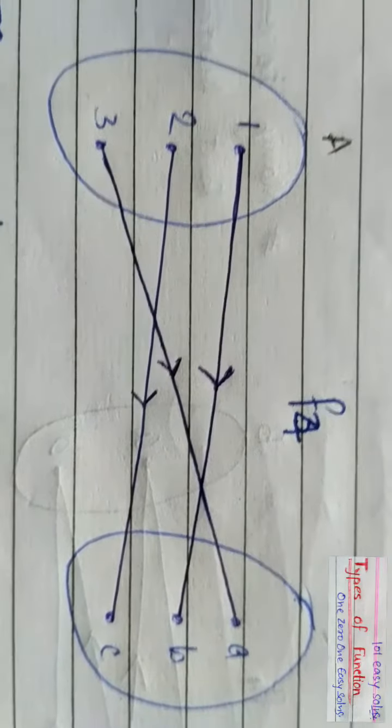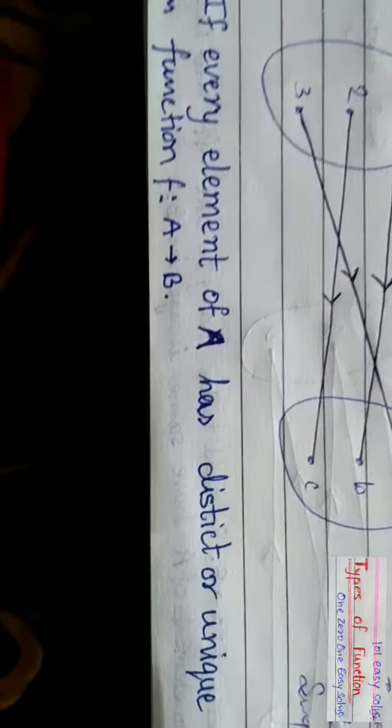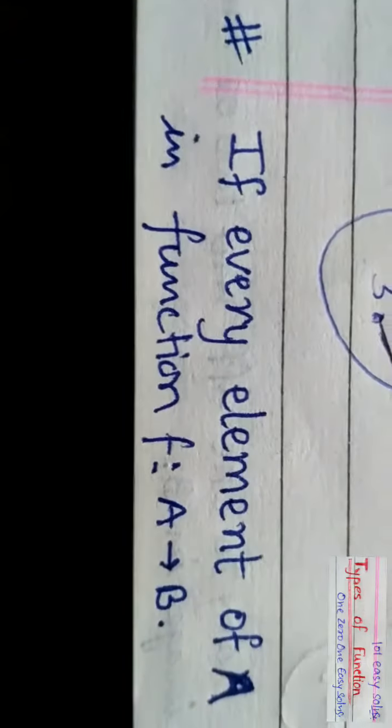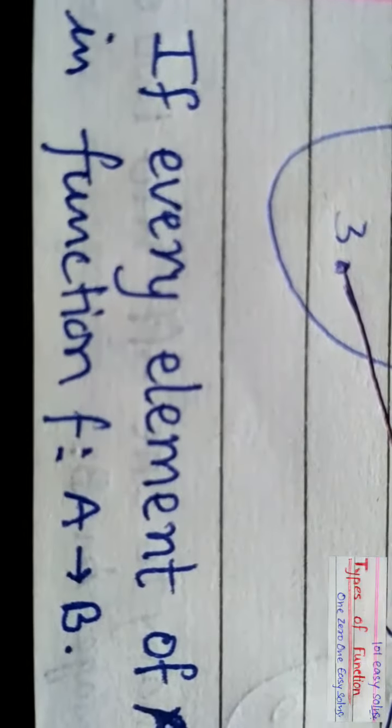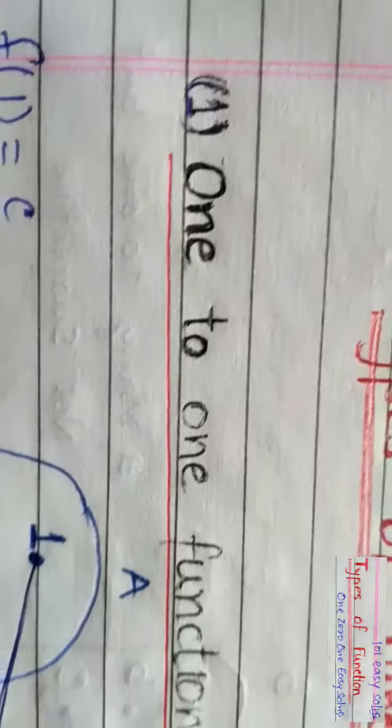So at last I am repeating the definition of this injective function. If every element of A has a distinct or unique image in B, then that function A to B is known as one-to-one or injective function.